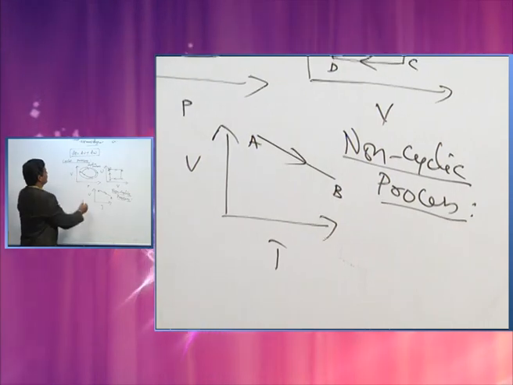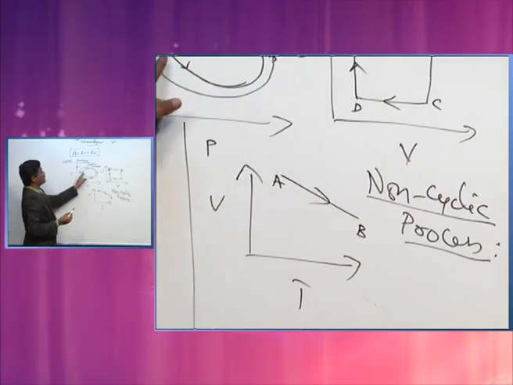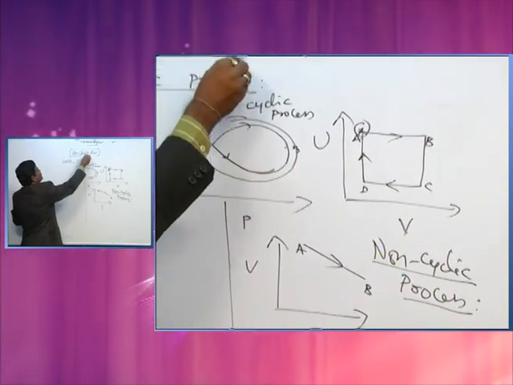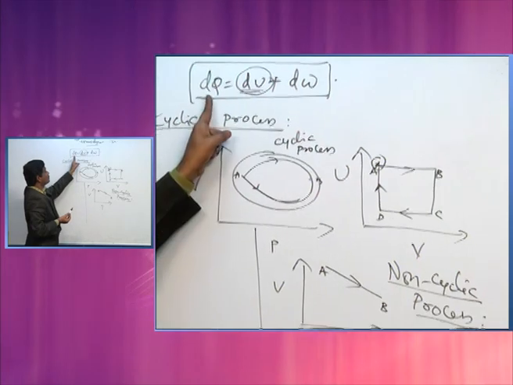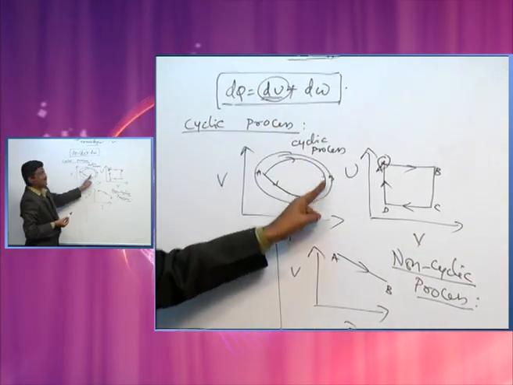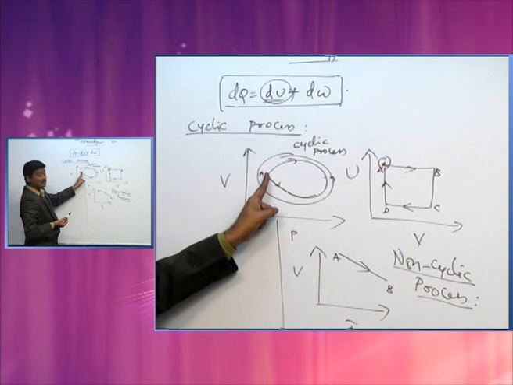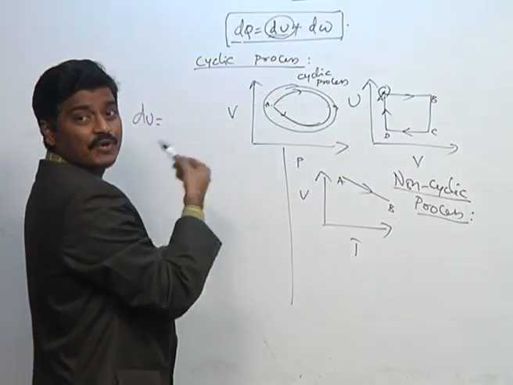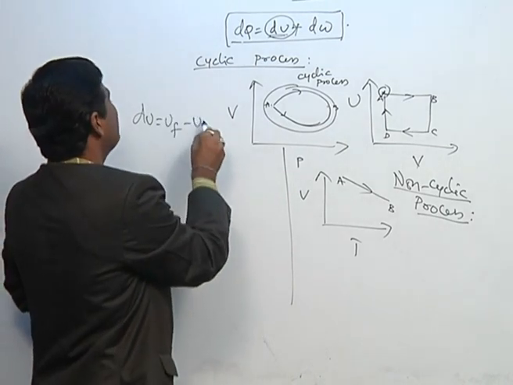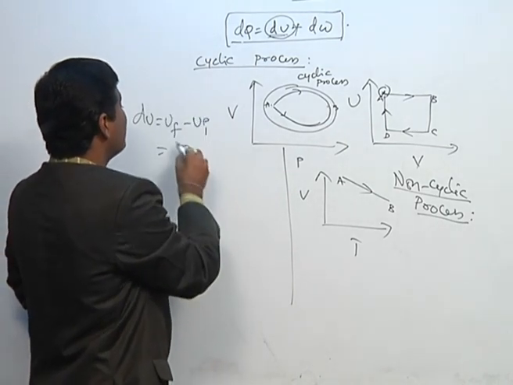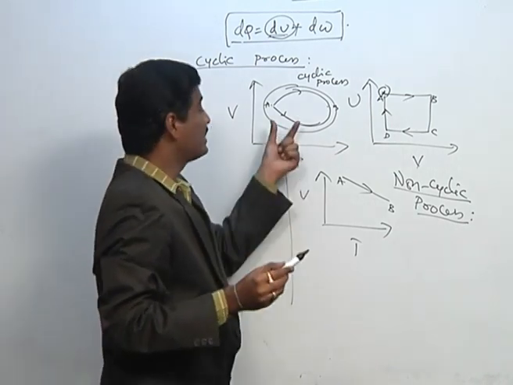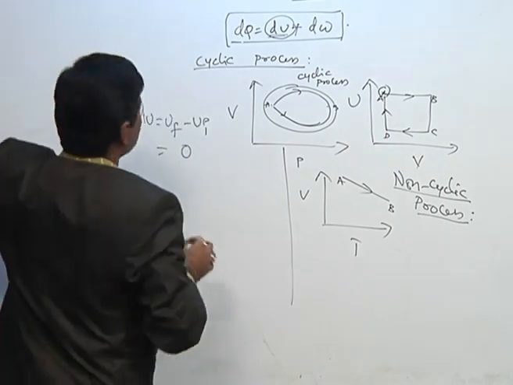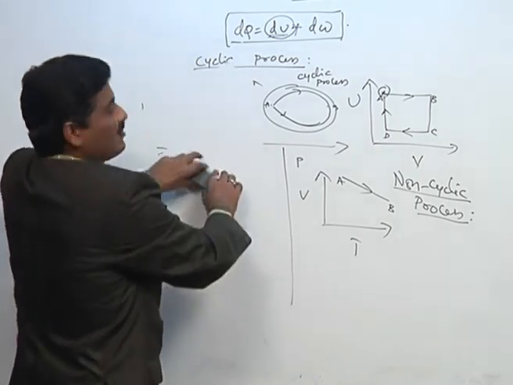In the cyclic process, first we observe the initial and final positions. du depends only upon the initial and final positions, whereas dq and dw both depend upon the path. Here the initial and final positions are the same, so by the definition of du, which is uf minus ui, the initial and final internal energies are the same. Therefore, in the cyclic process we can say that du has to be 0. Now we are going to discuss some problems based on the cyclic process.